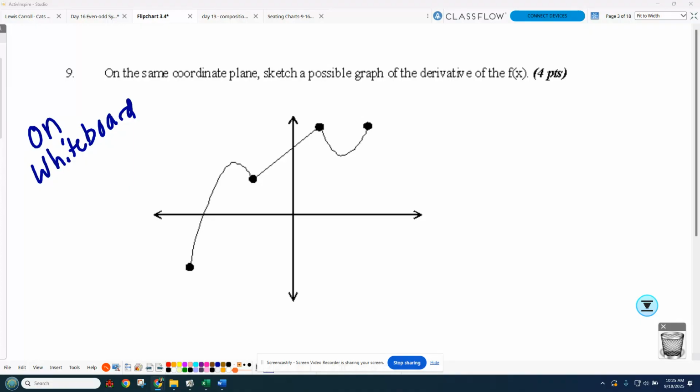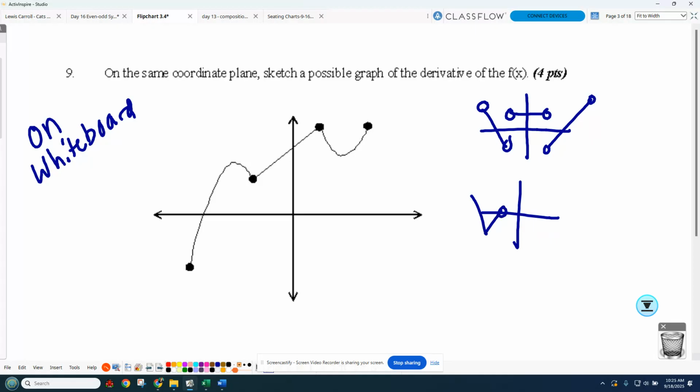So looking around the room, I saw things like this. Oh wait, no, it's a negative. And I saw something more like a W with open circles.